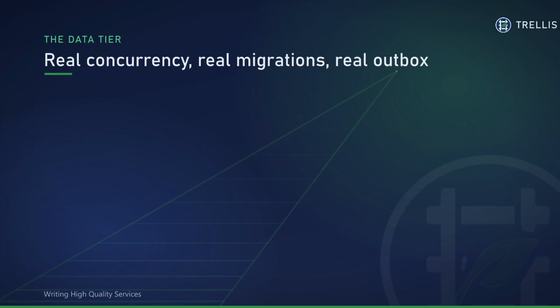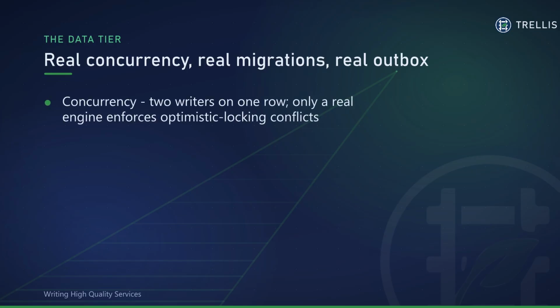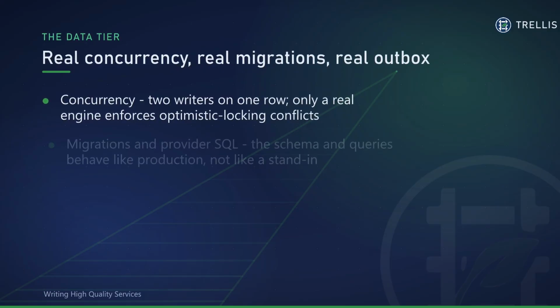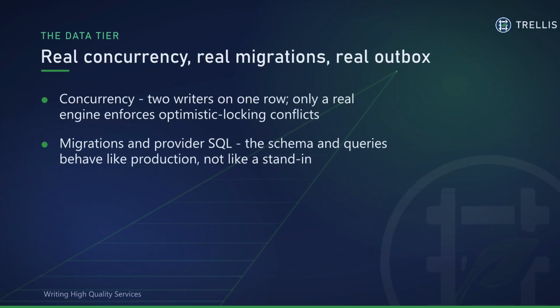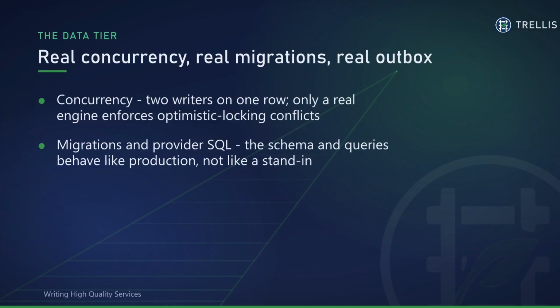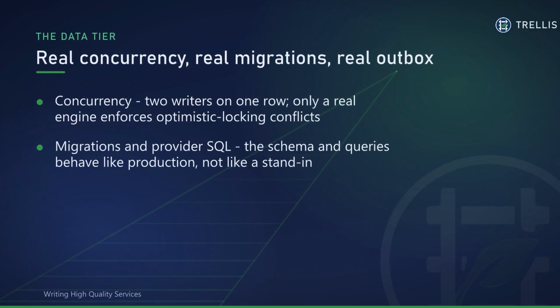Three big things. First, concurrency. Two writers racing on the same row. Only a real engine with real row versioning will reject the stale write the way production does. Second, migrations and provider-specific SQL. Your schema and your queries behave like the database you actually ship on, not like a convenient stand-in.